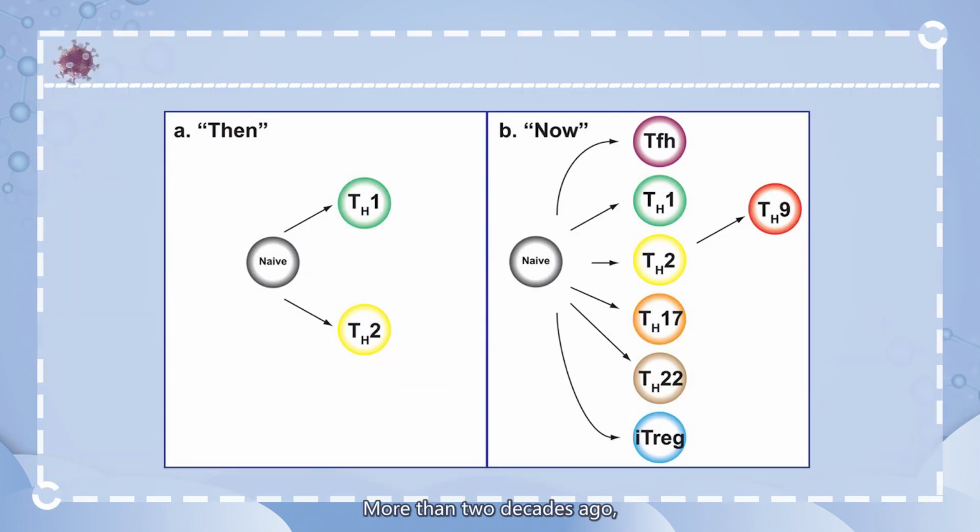More than 2 decades ago, helper T cells were viewed as having two major phases, Th1 and Th2 cells. But now, the new diversity of helper T cells is identified, including Th17, Th9, Th22, TFH, and different types of regulatory T cells.